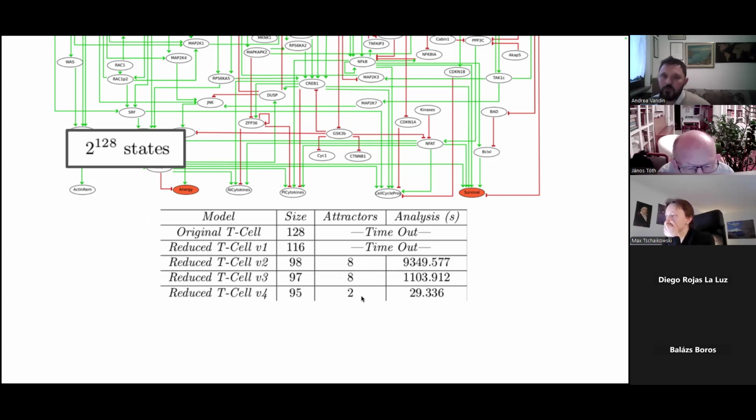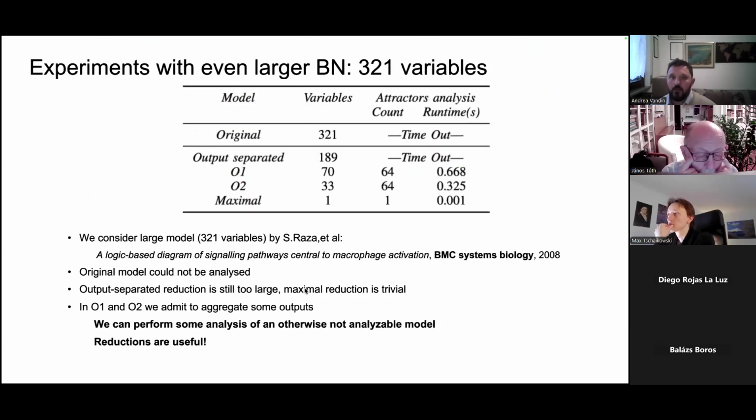If you reduce more, you get less attractors. We don't lose attractors. We collapse them, okay? So in some sense, we lose information because we don't know how many attractors there are in this model. The largest numbers of attractors we could compute is 8. If we reduce more, these 8 attractors get aggregated into 2, but at least it could be done. Before, it could not be done. This is another even larger model.